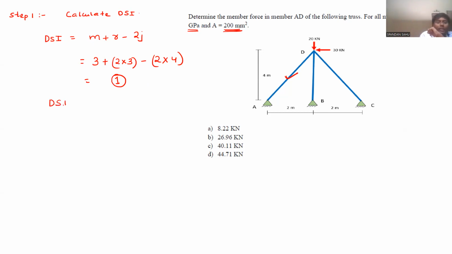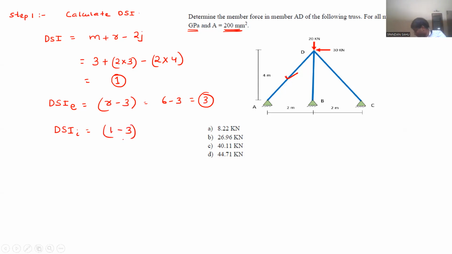Now check degree of static indeterminacy external. You said R minus 3, that is 6 minus 3 is 3. So DSI internal, I am calculating just for the sake of calculation. Those are not needed, but one point I have to make, that's why I am calculating. So 1 minus 3 is minus 2. Correct? Till this point it is okay, right? Yes, sir. Now check. Internal degree of static indeterminacy is minus 2.